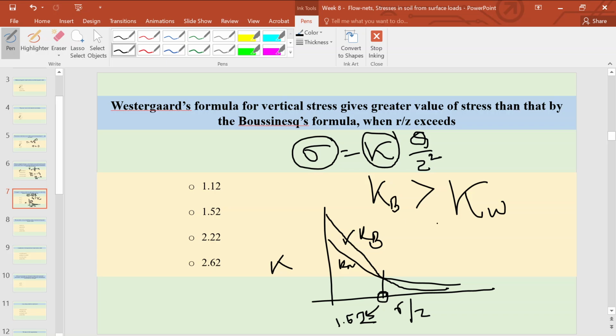Generally KB is more than KW. Once R by Z goes past 1.52, then KW gets more than KB over here. KW is more than KB. Good. So when R by Z exceeds 1.52, Westergaard's formula will give a greater value of stress than Boussinesq's formula. Okay, next question.